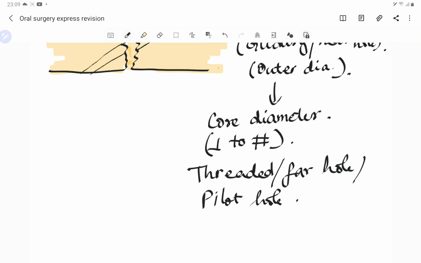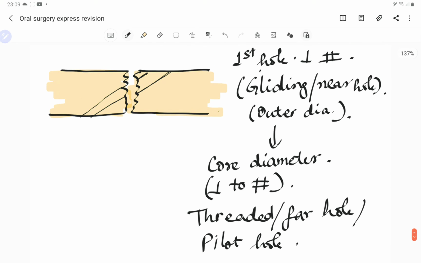Now once this pilot hole is made, which is equal to the inner diameter of the screw size, we glide the screw through this glide hole, through the cortex, and then engage into this pilot hole. So this is the glide hole through one cortex, then we have the pilot hole through the other cortex. We engage into the pilot hole, and then we compress both of these parts. So that's how we place a screw, guys.